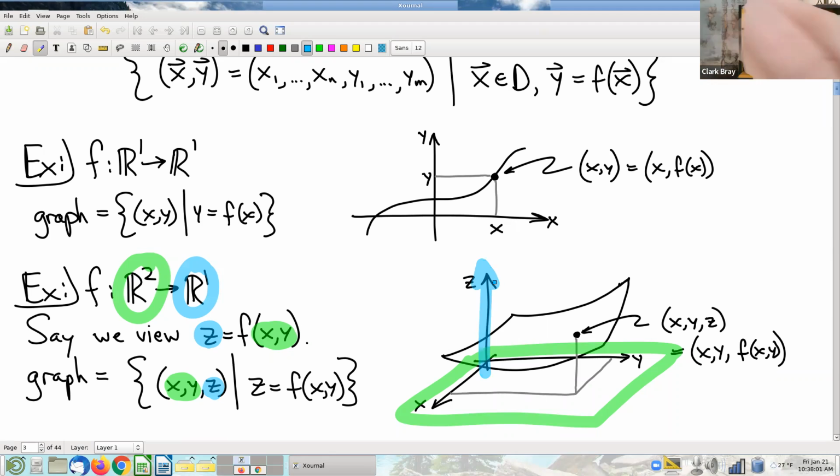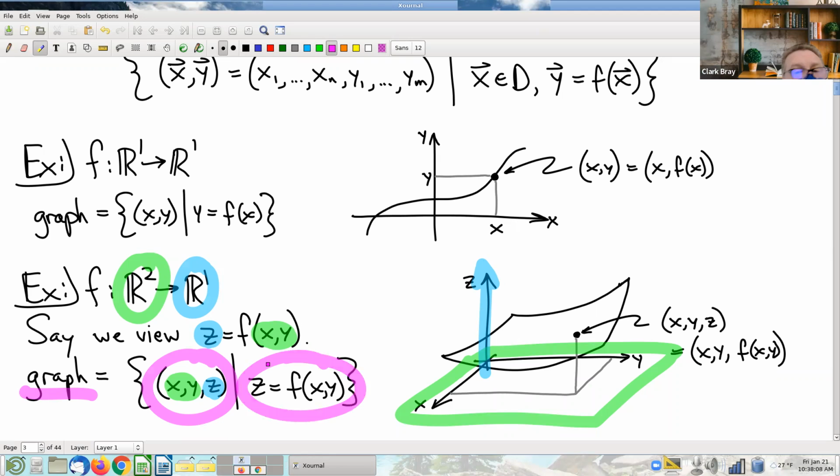And then all together, the points on the graph are all the points where Z is equal to f of x, y, points like this, right? And so I claim that this gives you a surface. Let's think that through. How is it that we know we get a surface?